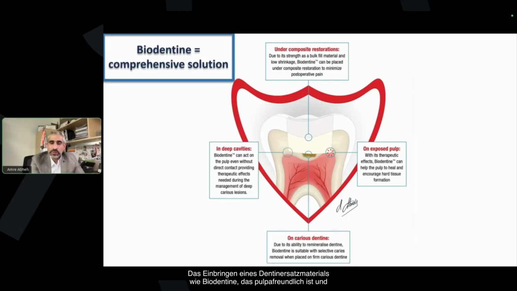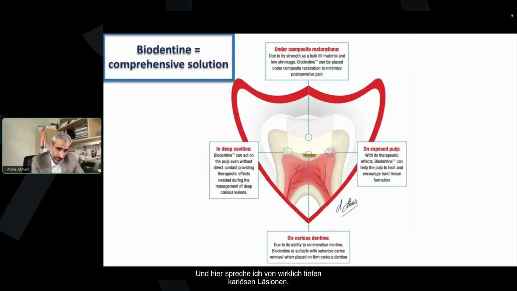Now, one more application for Biodentine is that it could be suitable to be placed as a dentine replacement under composite restoration. And we know that composite restoration in deep cavities might not be the best in terms of post-operative pain, due to the post-polymerization shrinkage that happens, that could pull the composite from the walls and allow some kind of micro leakage and increase stresses on the tooth and the pulp.